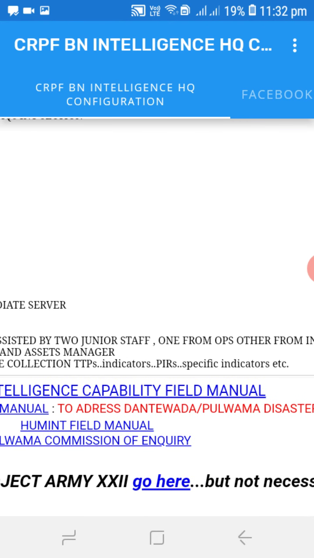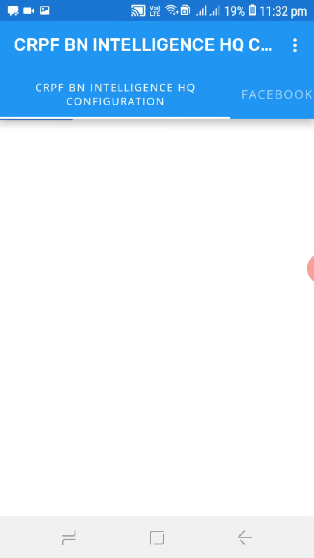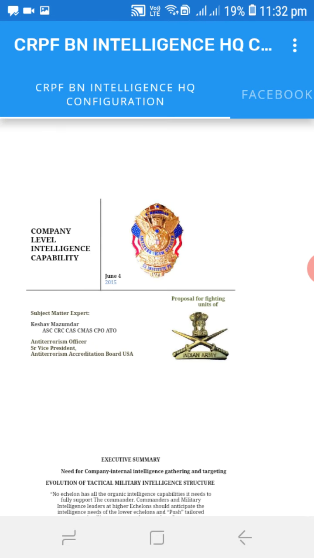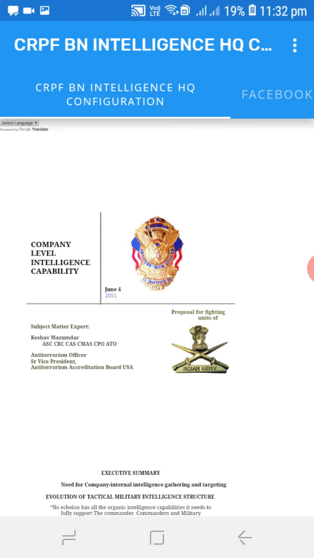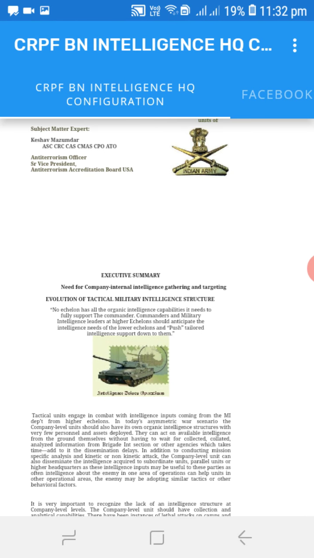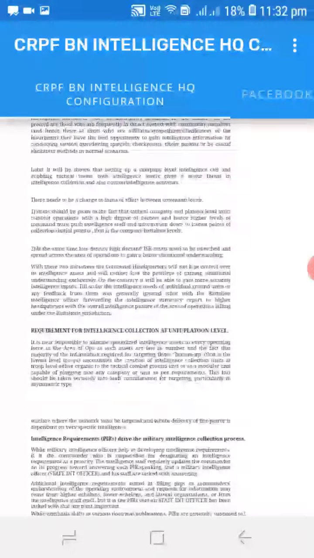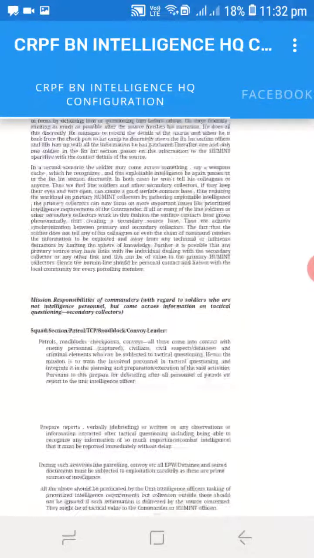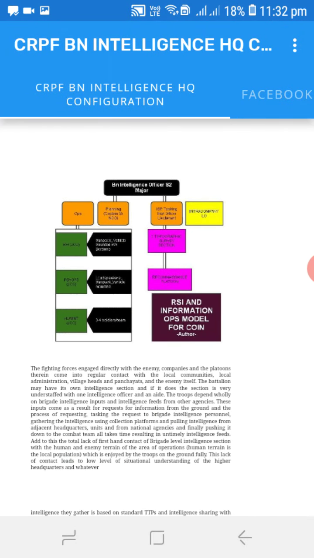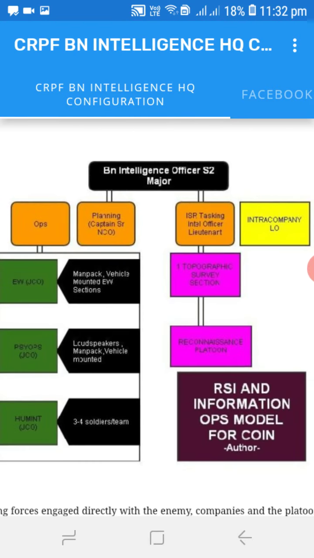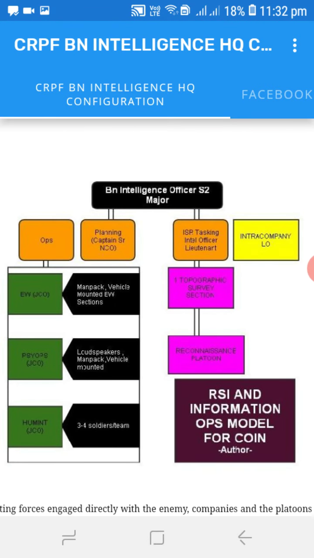If I click on it, see, if you click over here, it opens. The company int capability, this is a field manual. We wrote this entire thing. This entire book I've written, the entire field manual on human collection. For COIN, for counterinsurgency, it takes into account everything. Here is the battalion int map. Here is a platoon. The battalion int officer S2.